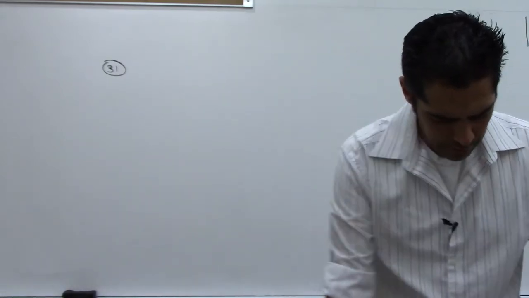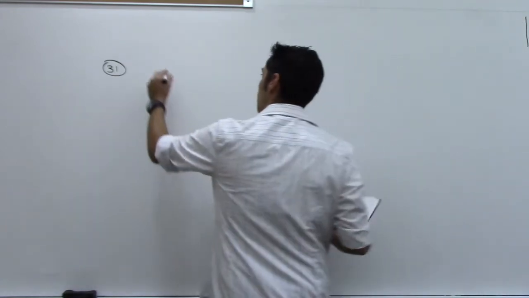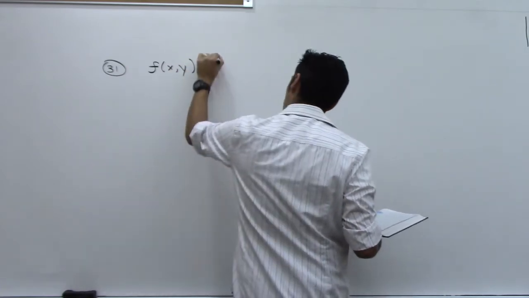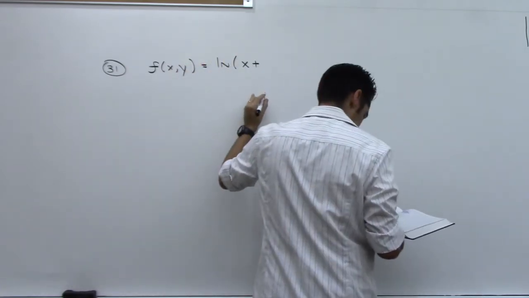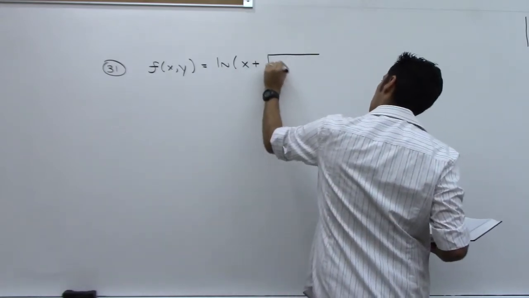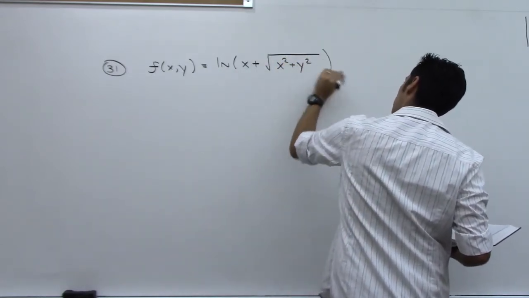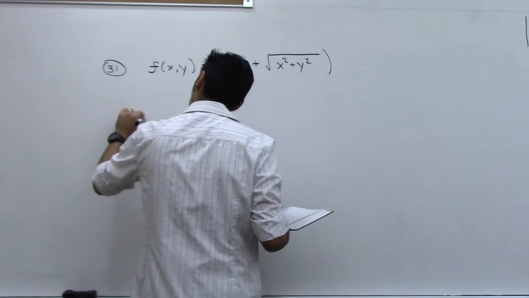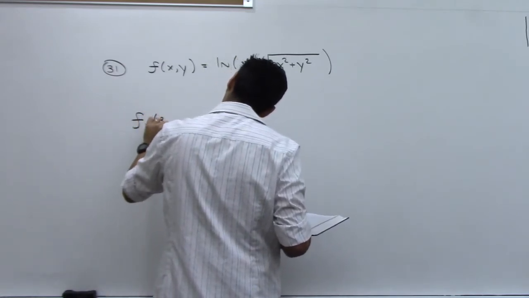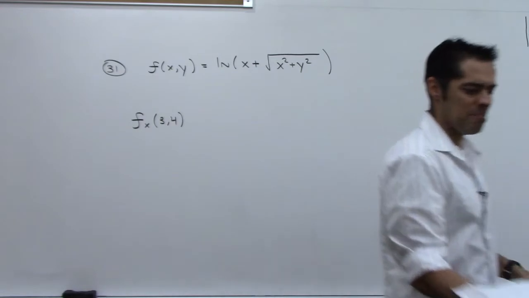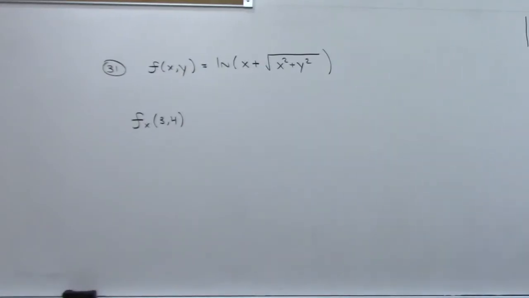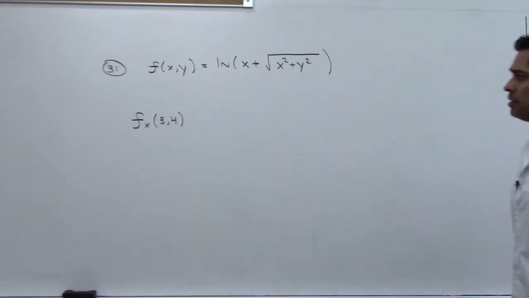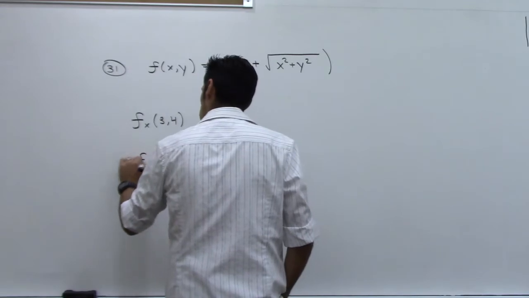So for 31, f of x, y equals natural log of x plus the square root of x squared plus y squared. They want you to find the partial of f with respect to x at 3, 4. So that means they want you to find the partial with respect to x first, then plug in 3 for x and 4 for y. So let's work first on getting the partial with respect to x.